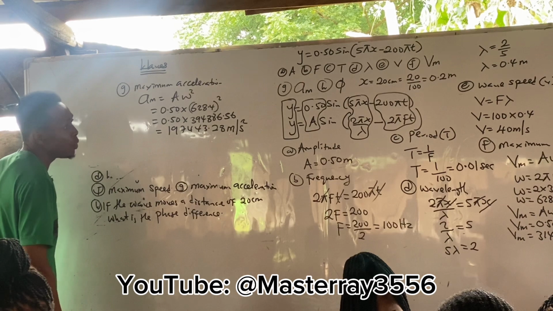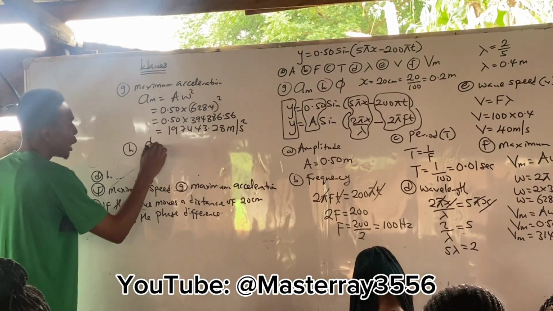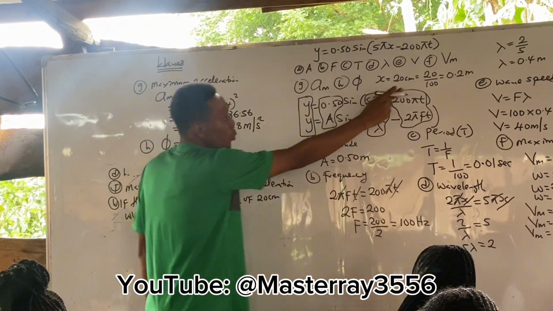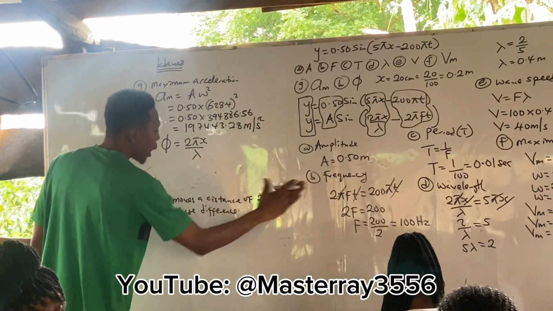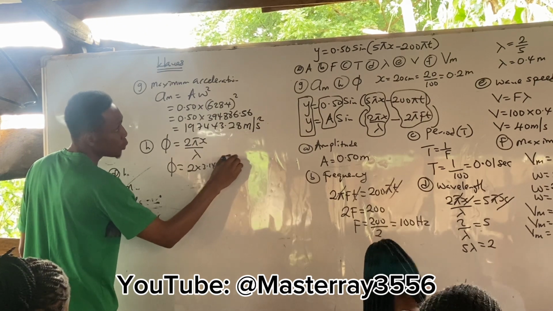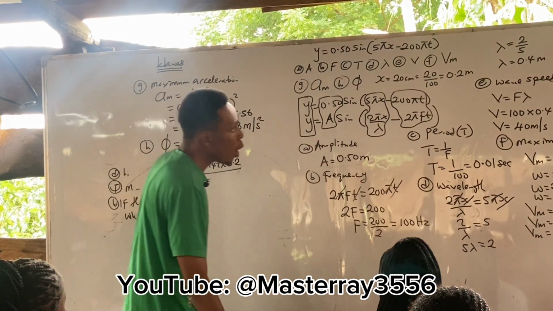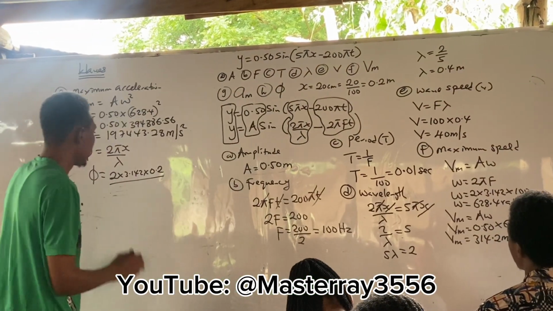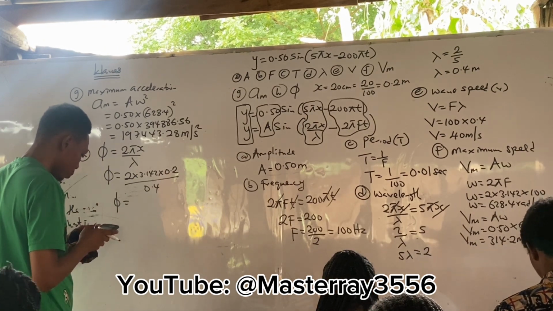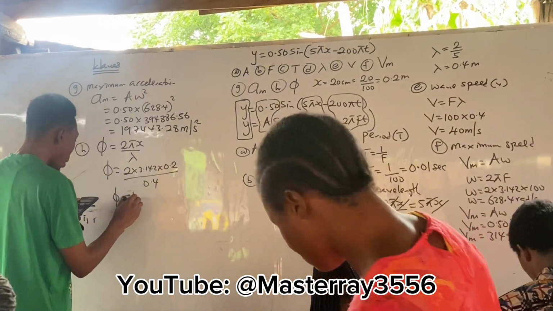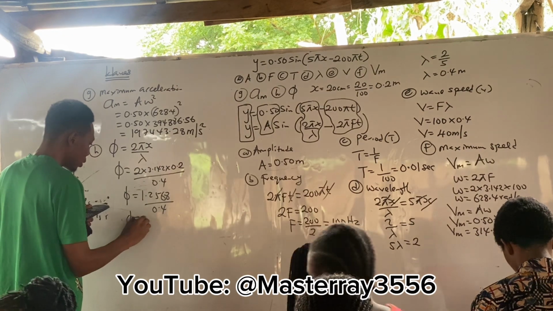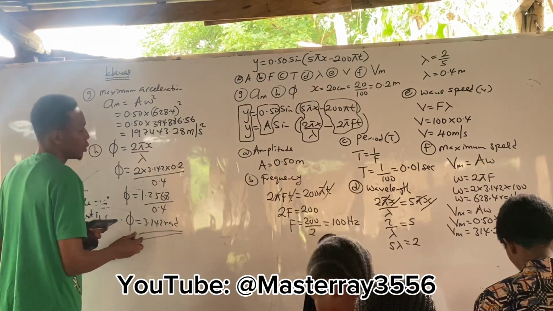And the last one, we are asked to look for our phase angle. That's phi. Phase angle is written as 2 pi x over lambda. Okay, this time around, in the question, we are given our x to be 0.2 meter, right? So from there, we are going to have phi equals 2 times 3.142 times 0.2, then all over what? Lambda. What was our lambda? 0.4. So 2 times 3.142 times 0.2 gives 1.2568, divided by 0.4. Okay, 3.142. All right, so that's our answer.